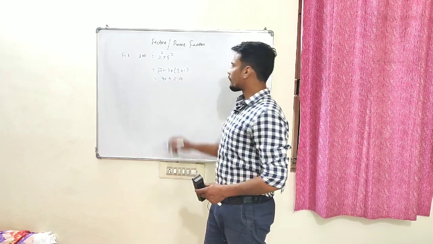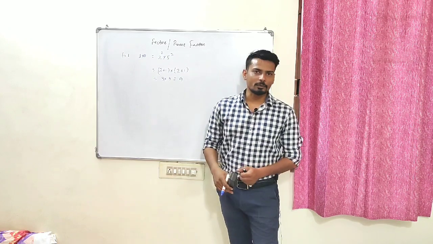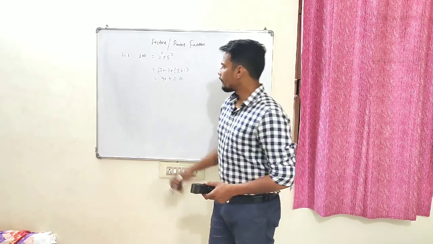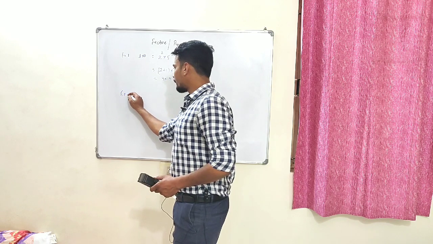And that gives me how much? 9. So 100 will have 9 number of factors. Okay, fine. Let us go with one more example, and we're going to try and do it very quickly.